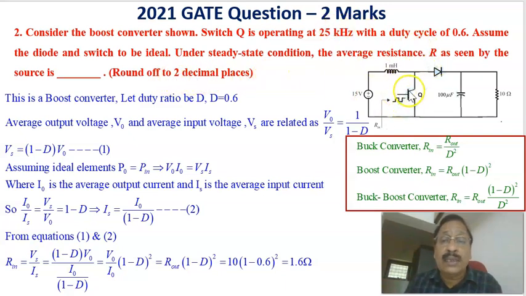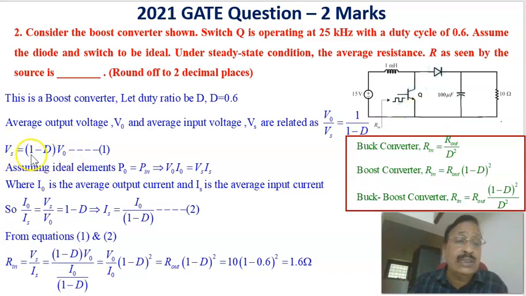Now, this is operated at 25 kHz with a duty ratio equal to 0.6, and the resistance shown here is 10 ohm. How much would be the value of the resistance reflected at the input side? That is the question. To find that, for a boost converter, the basic relation between the average output voltage and the average source voltage is given by V0 by Vs equal to 1 by 1 minus d, or Vs equal to 1 minus d into V0.